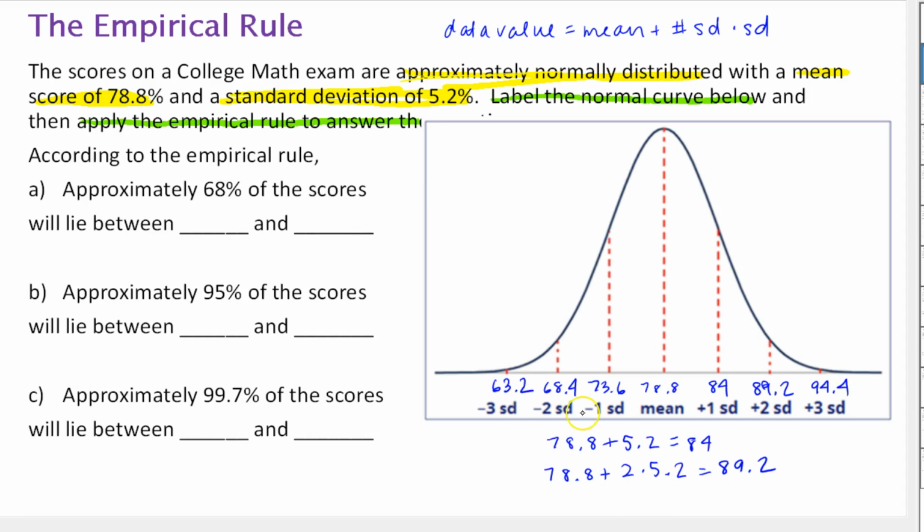Now let's use this information to answer these empirical rule questions. According to the empirical rule, approximately 68% of the scores will lie between blank and blank, and we want to find the blanks. The empirical rule tells us that approximately 68% of the data will lie within 1 standard deviation in either direction. So these values are going to be minus 1 standard deviation from the mean, and then plus 1 standard deviation from the mean.